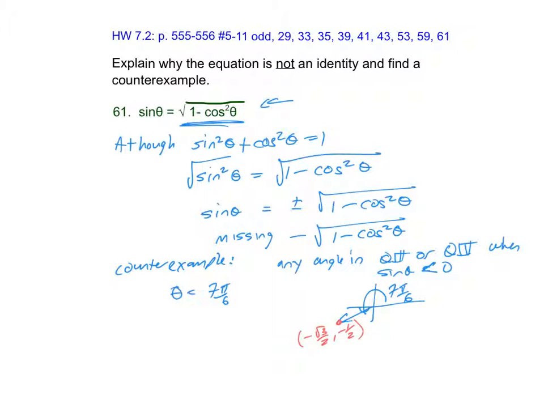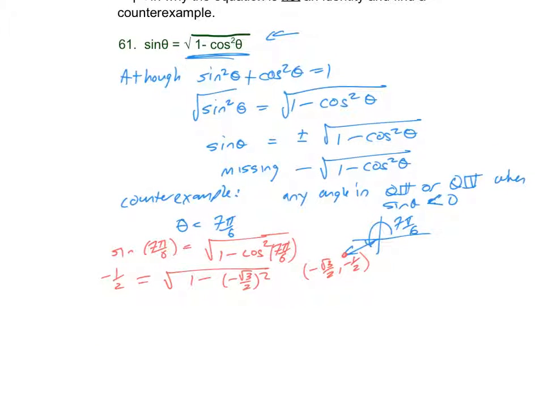So I would have sine of 7 pi over 6 is equal to the square root of 1 minus cosine squared of 7 pi over 6. So sine of 7 pi over 6 is negative 1/2. I want to see if that's equal to 1 minus cosine of 7 pi over 6, which is negative radical 3 over 2, so negative radical 3 over 2 squared. So now let's simplify. So we're going to have negative 1/2.